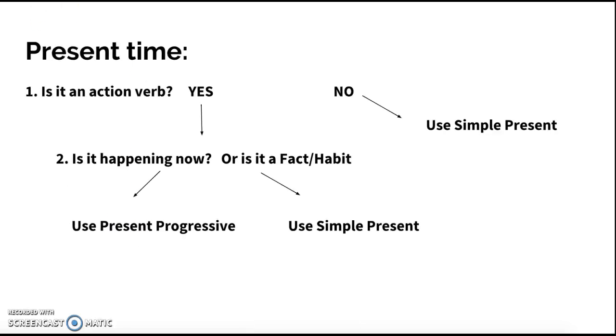So when you're trying to decide what verb to use, and you're talking about present time, your first question should be, is it an action verb? If the answer is no, use the simple present. You don't need to think about anything else. If the answer is yes, then think about, is it happening now, or is it a fact or a habit? If it's happening now, use the present progressive. If it's a fact or a habit, use the simple present. So I hope that makes you more successful using the present time with non-action verbs. Good luck.